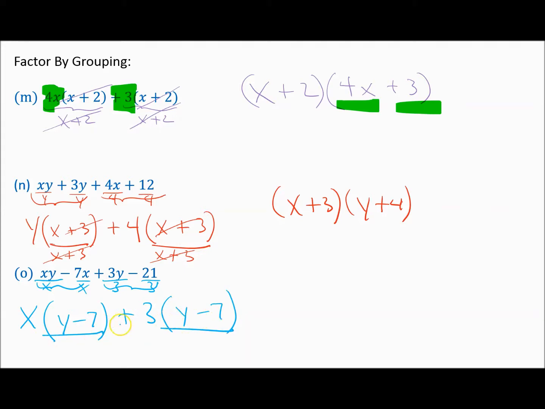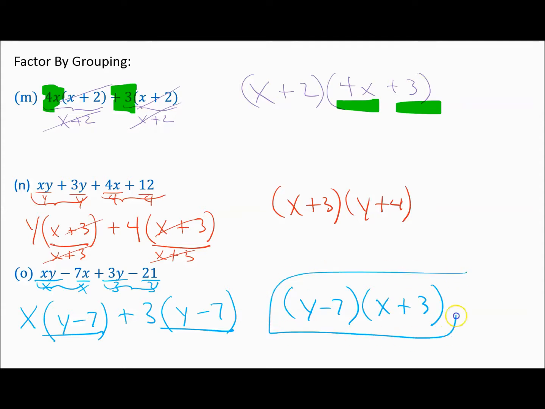Now notice, this is the important part. We do have the matching factor. If you don't have a matching factor, then you've either done something wrong or factor by grouping just doesn't work. So we pulled out a y minus 7. What's left over is x plus 3, and we're finished. Now, what we haven't done is check any of these, but we could sure check it. Let's do that, okay?